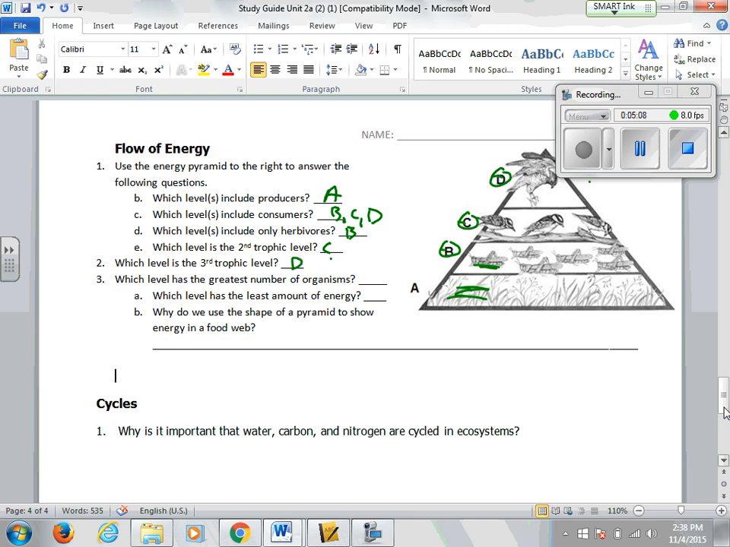Which level is the third trophic level? D. Which level has the greatest number of organisms? It's always at the bottom. That's why we have a pyramid. A. Which has the least? D. And what happens? Energy is lost or not available.